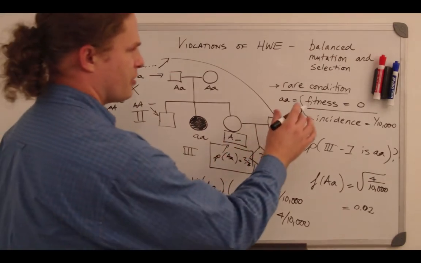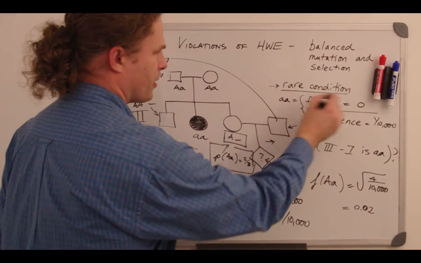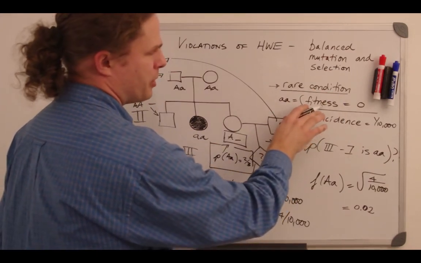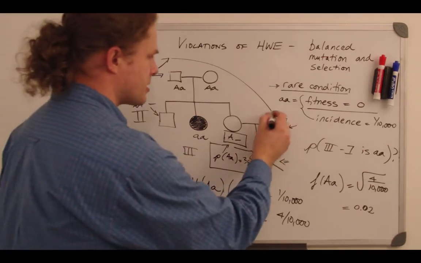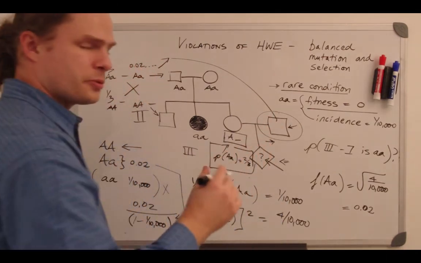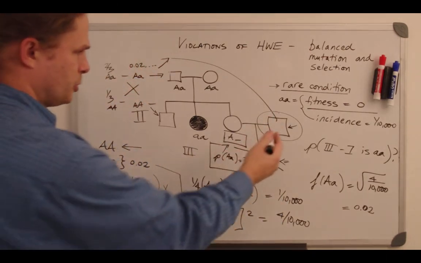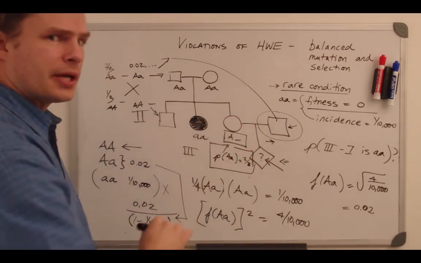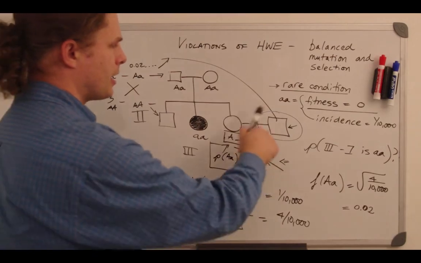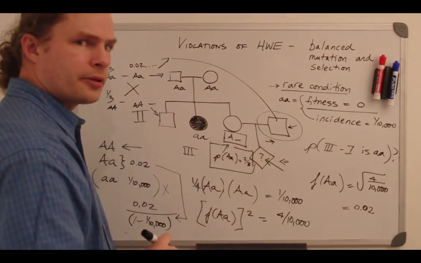So this information, the fact that we are dealing with a rare condition, but we now have information about the fitness and the incidence in the population, allows us to assess the probability that individuals marrying into the family, who are not related, might be carrying that rare allele. And it allows us to determine the exact probability that they're bringing it in.